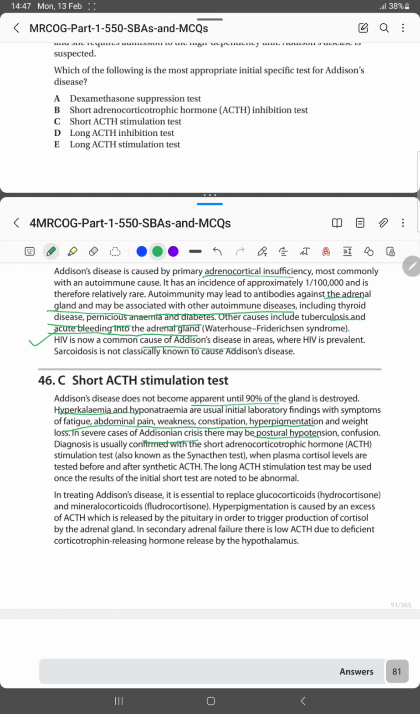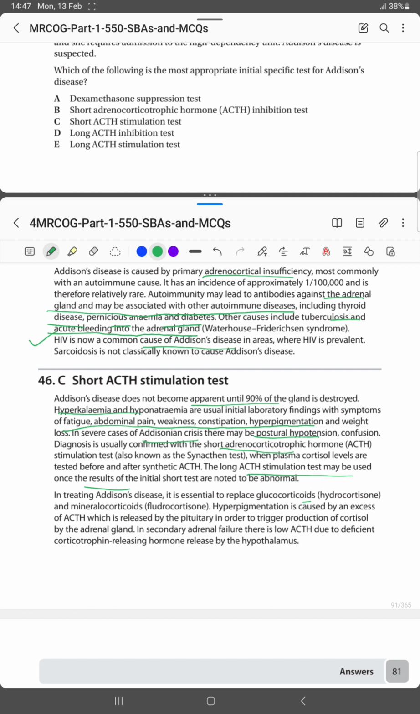Diagnosis is usually confirmed with a short adrenocorticotrophic hormone stimulation test, where plasma cortisol levels are tested before and after synthetic ACTH. The long ACTH stimulation test may be used once the results of the initial short test are noted to be abnormal. In treating Addison's disease, it is essential to replace the glucocorticoids or hydrocortisone and the mineralocorticoids or fludrocortisone. The hyperpigmentation is caused by the excess of ACTH, which is released by the pituitary in order to trigger the production of cortisol by the adrenal gland.